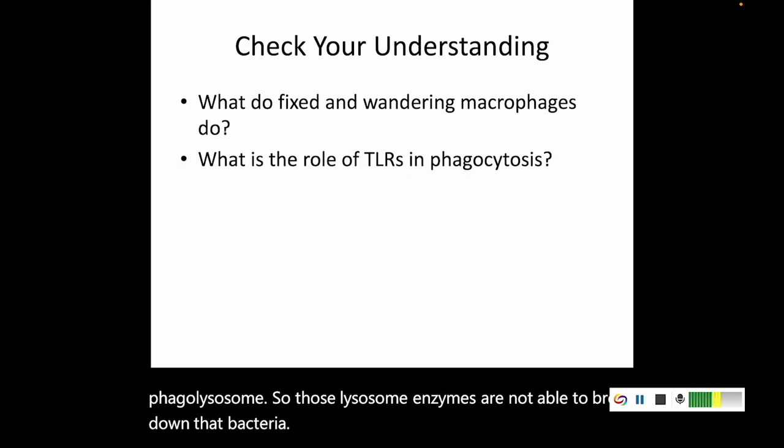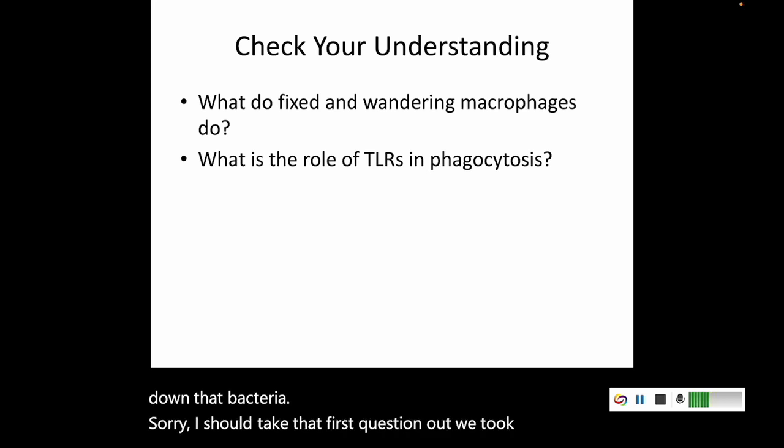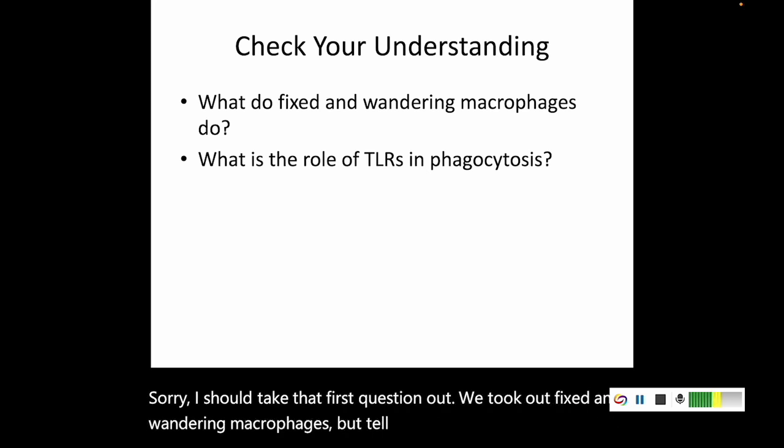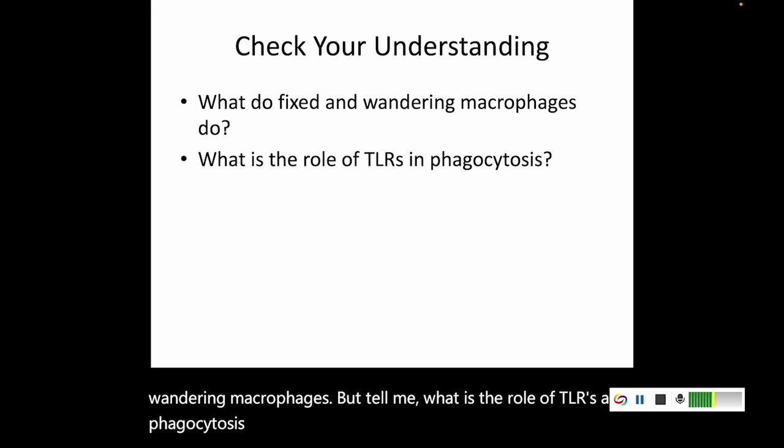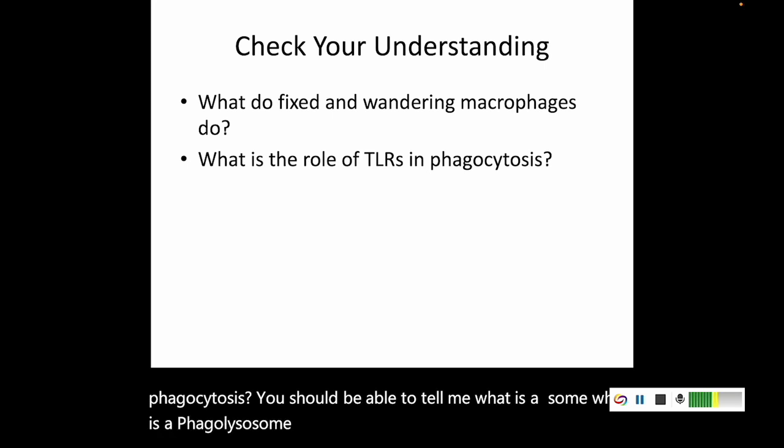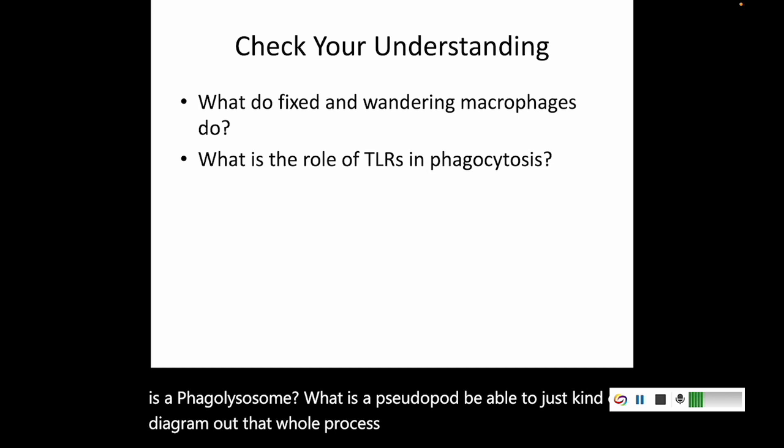Oh, sorry, I should take that first question out. We took out fixed and wandering macrophages. But tell me, what is the role of TLRs in phagocytosis? You should be able to tell me what is a phagosome, what is a phagolysosome, what is a pseudopod. Be able to just kind of diagram out that whole process of what's happening through the process of phagocytosis.